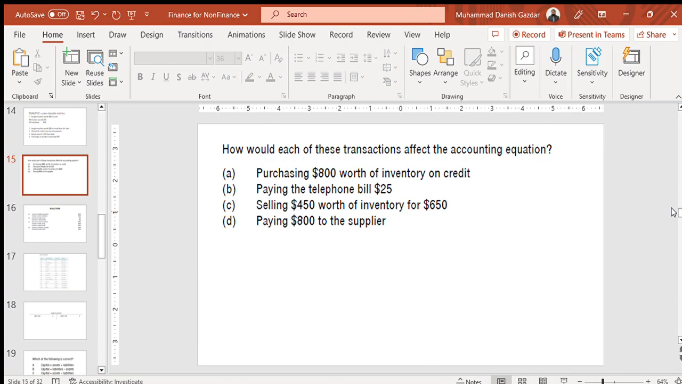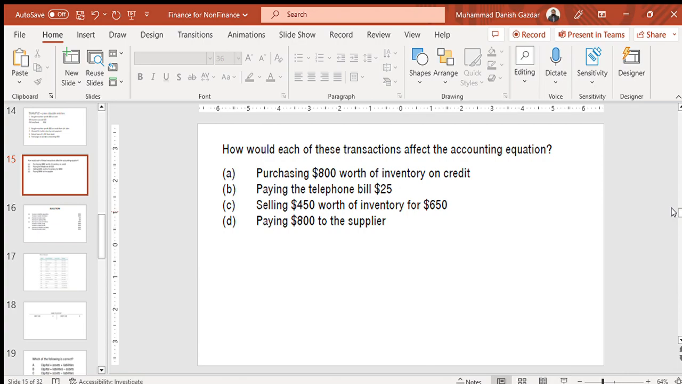So today we are going to have our second session on finance for non-finance. In the last lecture we discussed the concept of double entry and how it applies to transactions and financial data. So here we will just begin with a question. You can see that there are a few transactions which the business has incurred.